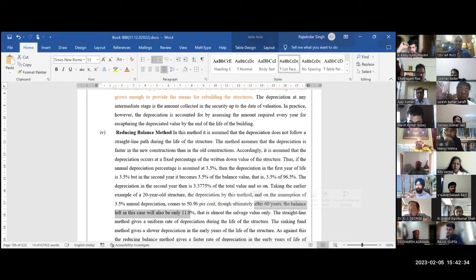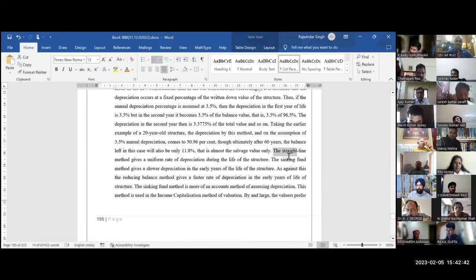So the straight line method gives you uniform rate of depreciation of the structure. See, this is the main difference. The straight line method will give you uniform rate of depreciation of the structure. Many times this type of question will be asked, you may get a 1 mark question based upon this.